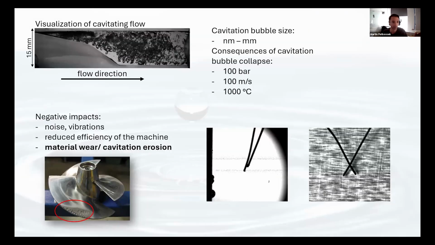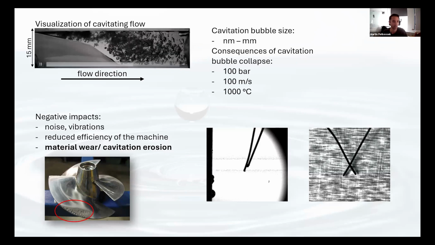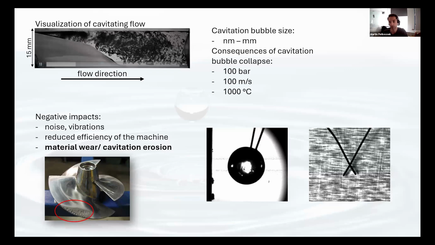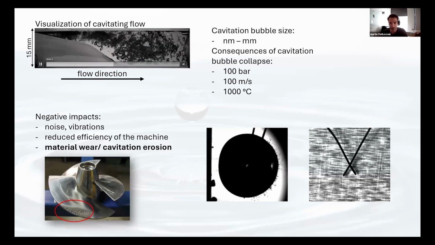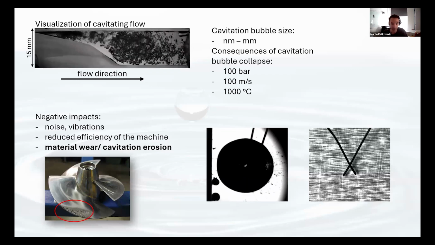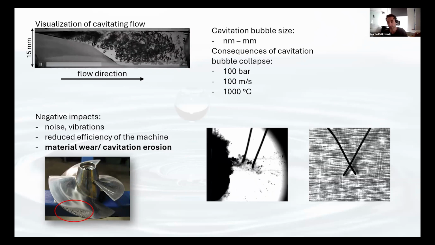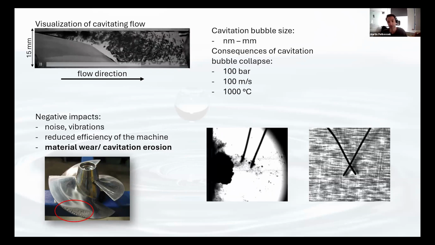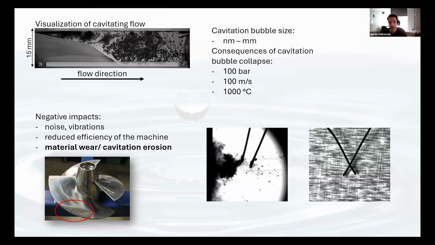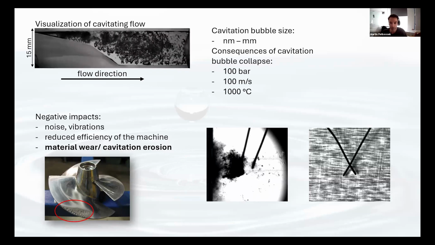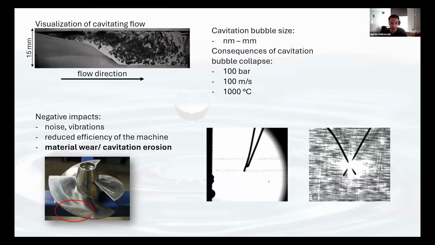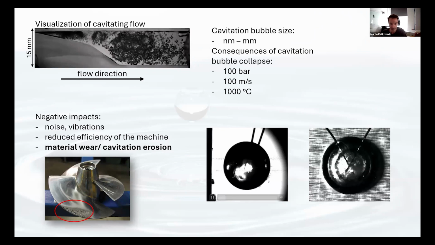In the video here in the upper left corner, we can see cavitating flow in a simple Venturi constriction. We can see that cavitation structures, bubbles, are formed behind the narrowed part of the constriction and start to collapse in the divergent part. What happens when the bubbles collapse? You can see in these two videos below.